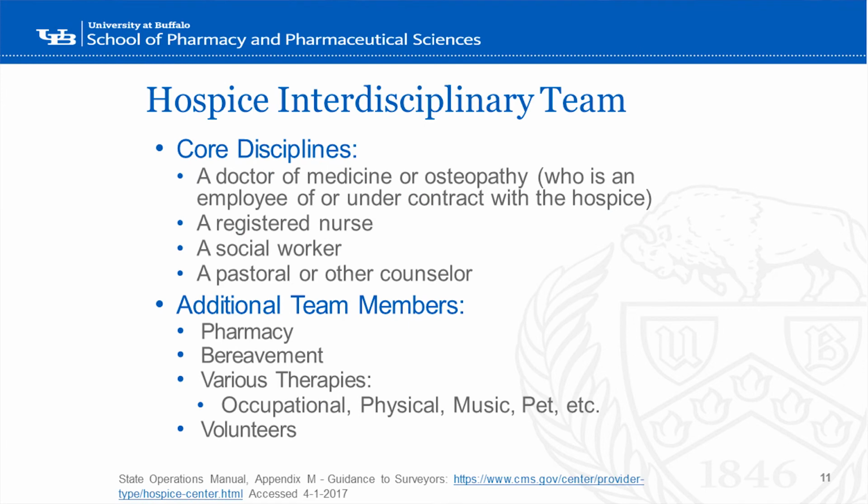Hospice, by statute, is required to have 4 core disciplines: a doctor of medicine or osteopathy, a registered nurse, a social worker, and a pastoral or other type of counselor. Additional team members include pharmacy, bereavement, various therapies, including occupational, physical, and music therapy, and all sorts of volunteers.